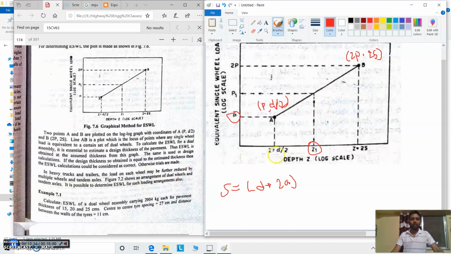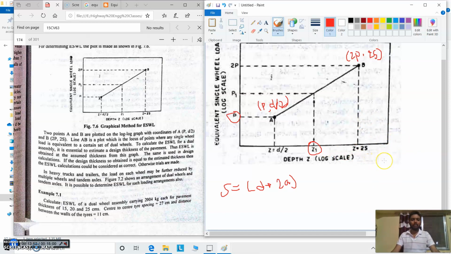To calculate the equivalent single wheel load for a dual wheel assembly, it is essential to estimate a design thickness of the pavement, because we need to determine the thickness of the pavement. Thus the equivalent single wheel load is obtained by assuming the thickness determined by this graph. We refer to this graph to determine the thickness, and the thickness obtained by this graph is used in the design calculations. So here we need to determine the z values.